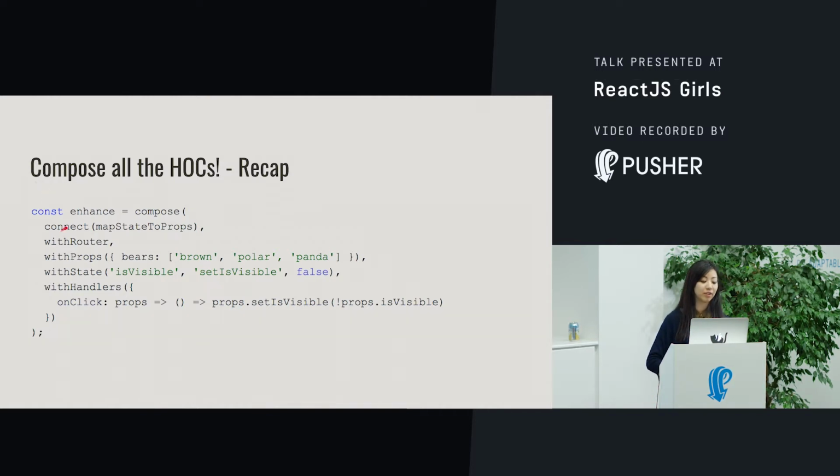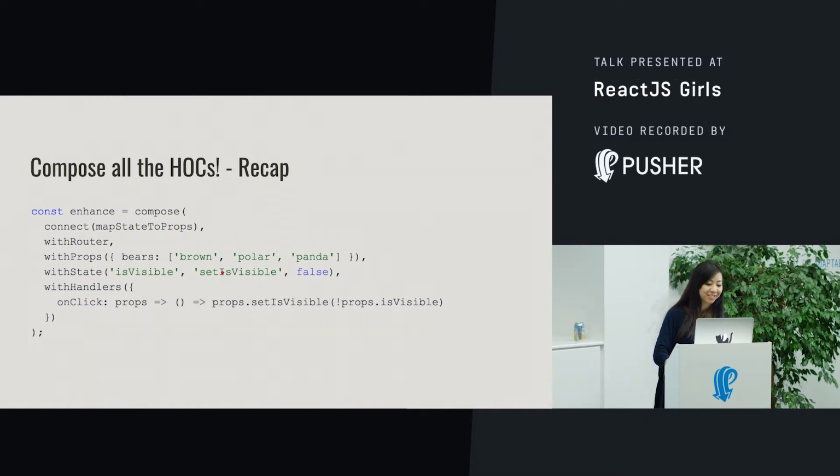You've got Redux, you've got with router, which is React router that handles all the routing. With props, you're adding in extra props. With state, adding in internal state. And then the component that it's wrapped around has access to everything here, as props.is visible, props.set is visible, and so on.